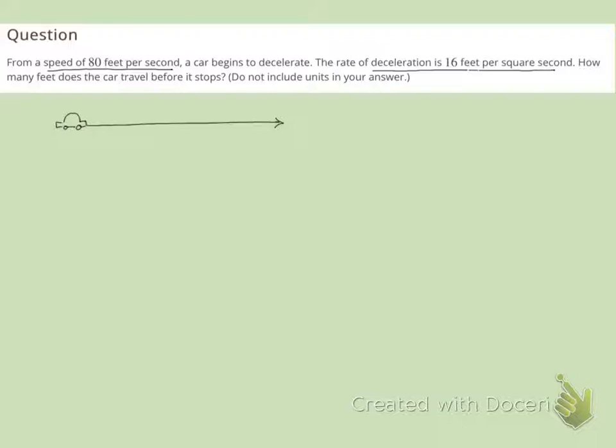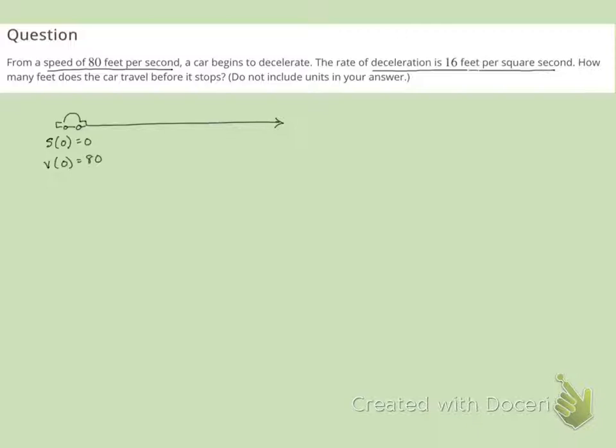So right here I have this little car, and we are ultimately going to be looking for a position function. So the initial position of this car before it starts to decelerate, we're going to say is 0 feet. So at time 0, this car has gone 0 feet. And the initial velocity of this car at time 0 is 80 feet per second.